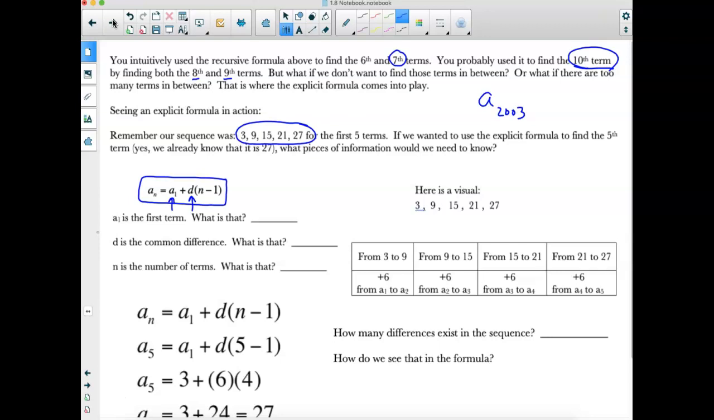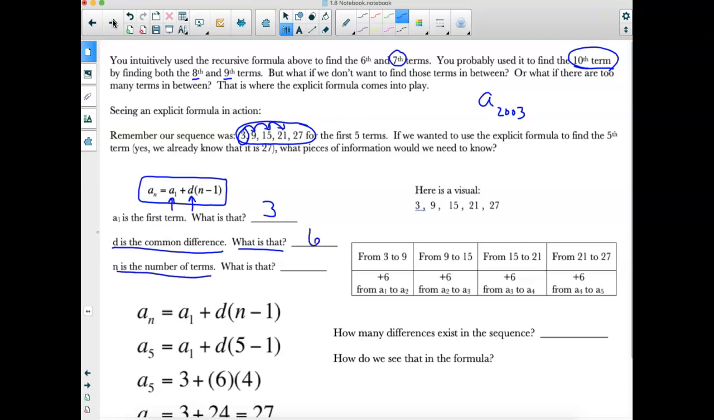What is the first term in this sequence? Well, the first term is 3. What is the common difference? D is the common difference, but what is it? What am I adding from term to term to term? You're right, it's 6.